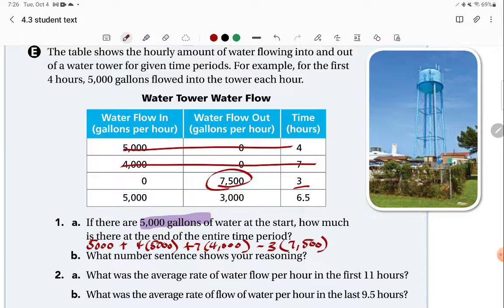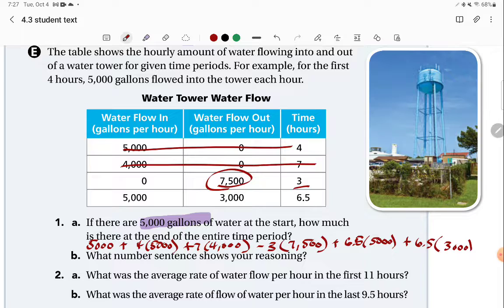And then on the last one, it's both flowing in and flowing out. So it's going in at 5,000 gallons per hour for 6.5 hours, and then also for 6.5 hours, it's flowing out at 3,000. Okay, so there's our number sentence.